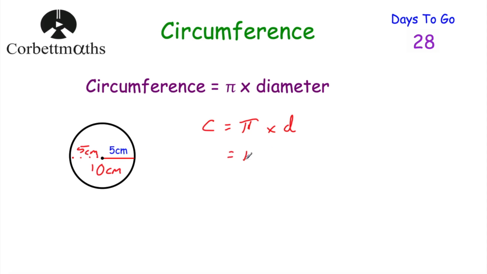So we've got circumference equals pi times diameter. Well, the diameter is 10, so we've got pi times 10. And then we're just going to put them together. Whenever we put them together, we put the number, the 10, in front of the pi, so the answer would be 10 pi centimeters, and that's it. And don't forget your units of centimeters.